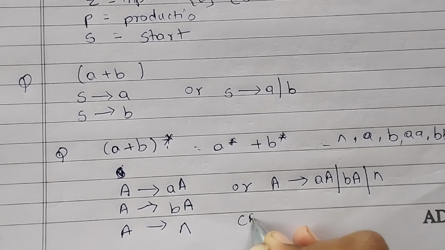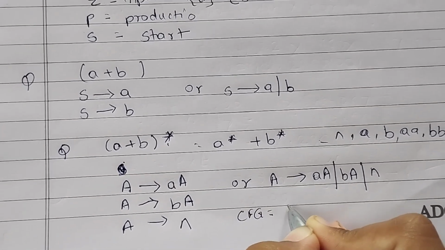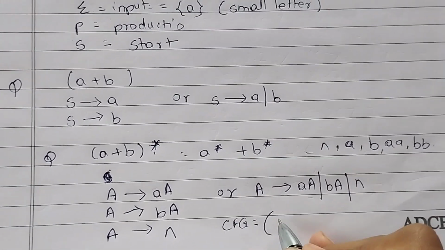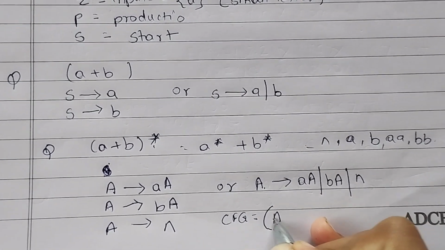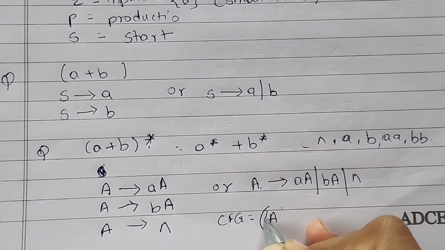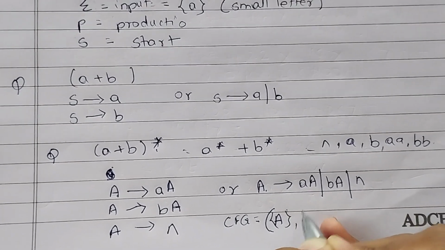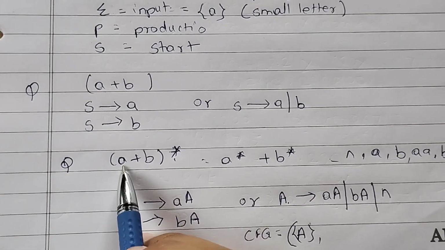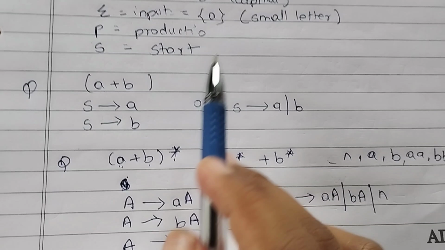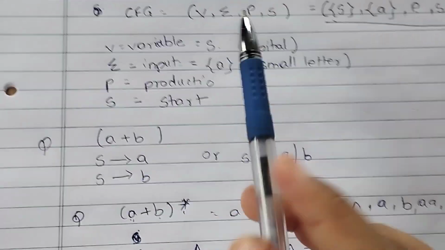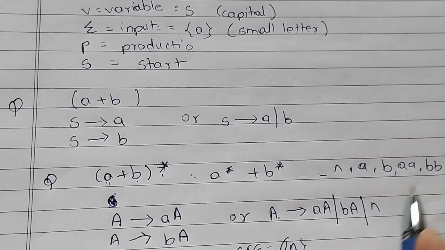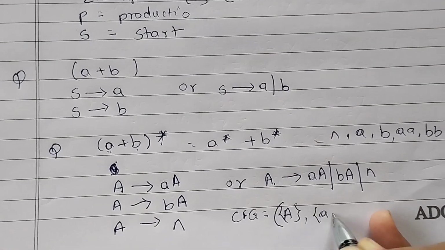Now CFG, how do we write CFG? So first we write V. V means capital letters. So here the capital letter is my A. Then write in this form. Then inputs. Now inputs are two, A and B. We see here the form, first V, then sigma. Sigma means inputs. And now here inputs are A and B. So we write here A, comma B.